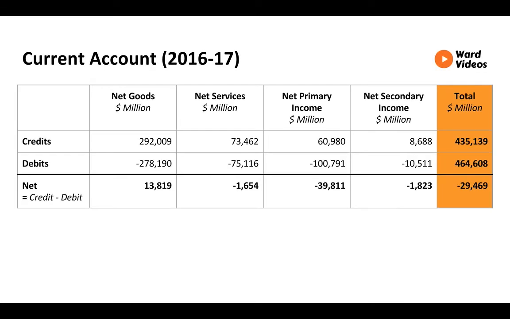Let's start with the current account. Within the current account, there are four categories: net goods, net services, net primary income, and net secondary income. When we say net, it is a difference between a credit and a debit. Credit, money that flows into Australia. For example, money paid to Australia from China for the export to China of iron ore. While a debit is money that flows out of Australia. For example, money paid to Germany for an imported Volkswagen Golf.